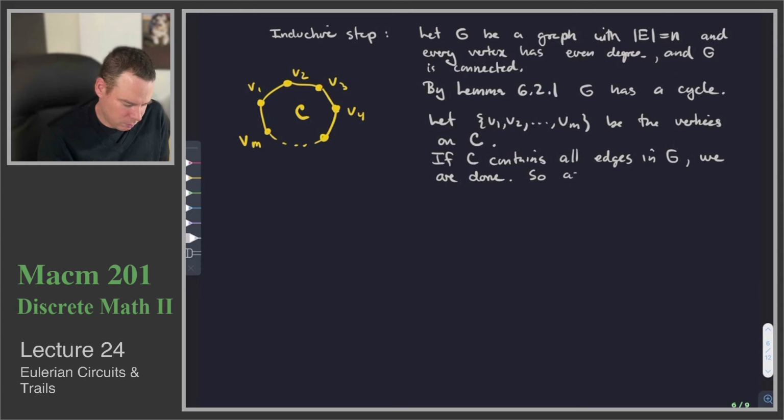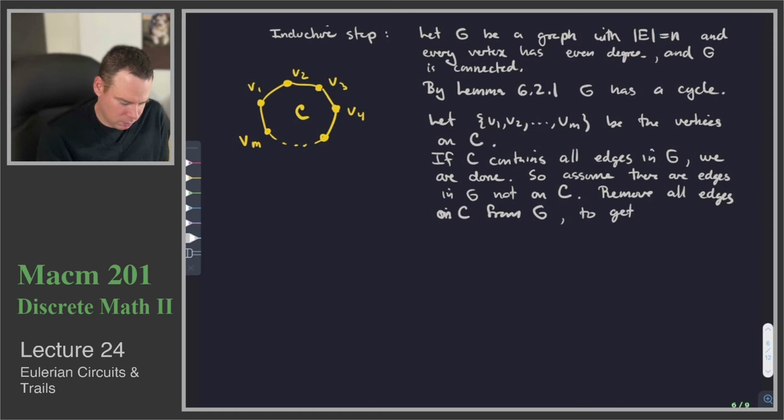So assume it doesn't. So assume there are edges, there has to be at least one, in G not on the cycle C. Remove all edges on C from G to get a subgraph, which we'll call K. So we remove all of those edges.